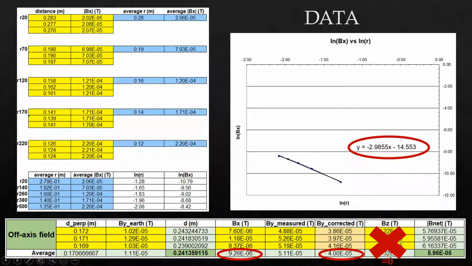And for the off-axis, I got 9.26 e to the negative 6 for the x component, 4.00 e to the negative 5 teslas for the y component, and I got this by subtracting the earth from the measured due to the way the dipole is facing. And for the z component, you could assume it's 0 because we neglect the magnetic field that's pointing out of the phone.